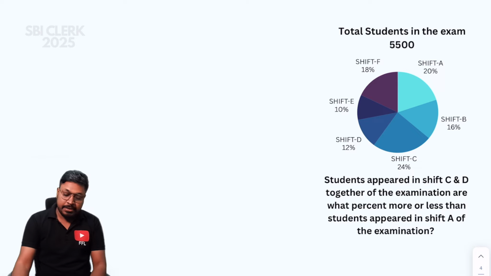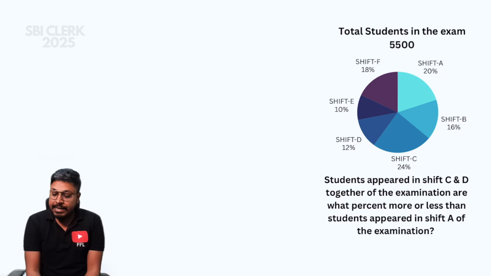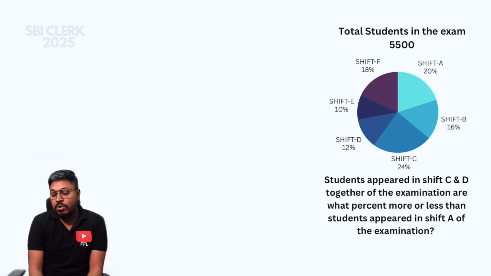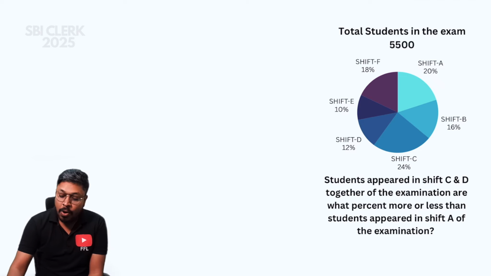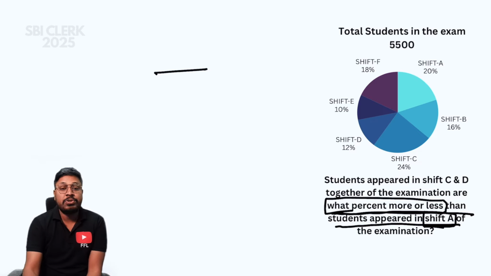So next question. Students appeared in shift C and D together in the examination is what percentage more or less? While reading the question, we found one of the important words here: what percentage more or less. If you find this, then definitely we know that it's the formula (x minus y) divided by y into 100. So here our comparison should be with shift A. That means the denominator value should be shift A.